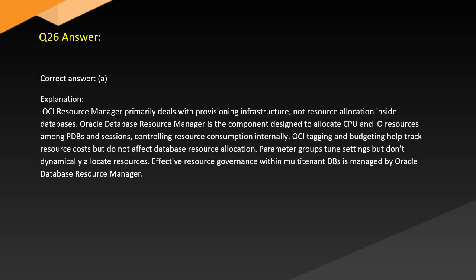Answer. Correct answer: A. Explanation. OCI Resource Manager primarily deals with provisioning infrastructure, not resource allocation inside databases. Oracle Database Resource Manager is the component designed to allocate CPU and IO resources among PDBs and sessions, controlling resource consumption internally. OCI tagging and budgeting help track resource costs but do not affect database resource allocation. Parameter groups tune settings but don't dynamically allocate resources. Effective resource governance within multi-tenant databases is managed by Oracle Database Resource Manager.